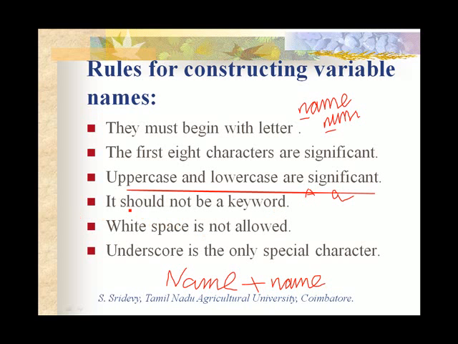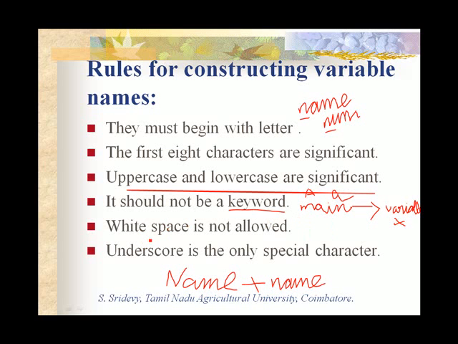The next point is it should not be a keyword. A keyword is a reserved word in the C compiler. For example, main is a keyword. It cannot be used as a variable. If you try to use it as a variable, it will give error messages. Like this, many keywords are there. You find out the list of keywords in C and never try to use those keywords as variable names in the C programs.